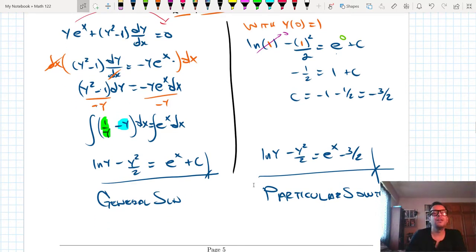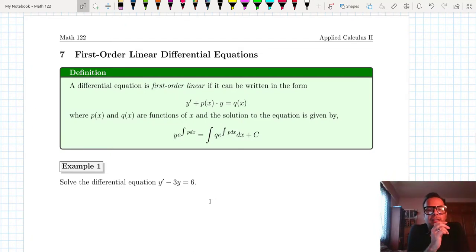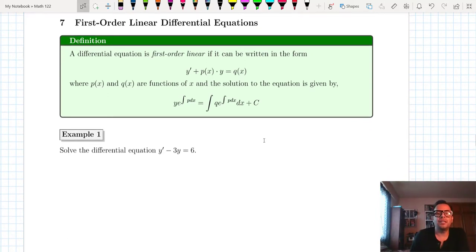Okay, so these were examples of separable equations. Let's look at first order linear differential equations. In this case, these are equations that are not separable. A first order linear equation is an equation that can be written in this form: the derivative of the function, which is y prime, plus some function p that multiplies the function itself, equals some other function q of x. In this case, as you will see, it's not going to be a separable equation, and the solution to the equation will be given by this huge expression.